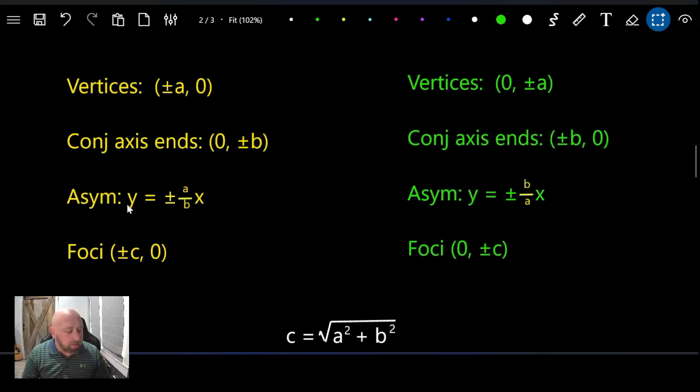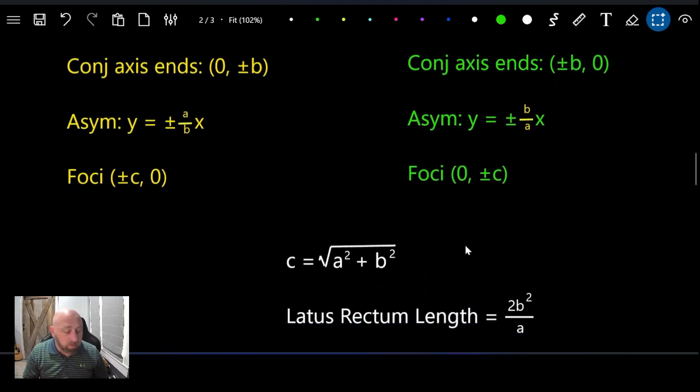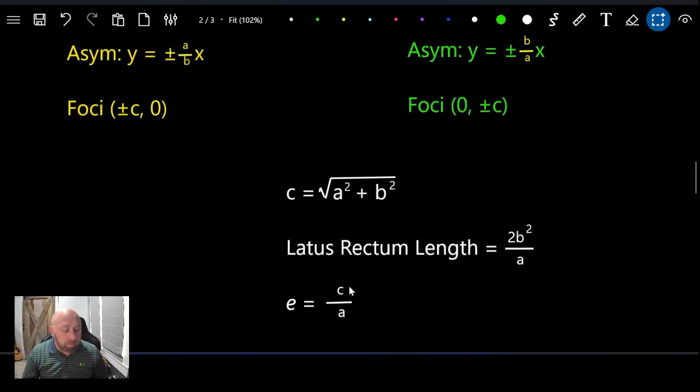All right, then the asymptote is going to be y equals plus or minus a over b times x. And then if it's a vertical one, it's going to be y equals plus or minus b over a. All that we've done is flip these: a over b, and over here is b over a, and that's times x. The foci are going to be plus or minus c comma 0, or 0 comma plus or minus c for the vertical one. Now, these ones are the same no matter what. You find the c the same way, you find the latus rectum length the same way, and you find the eccentricity the same way, c over a.